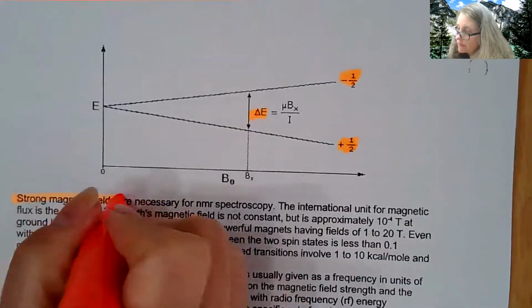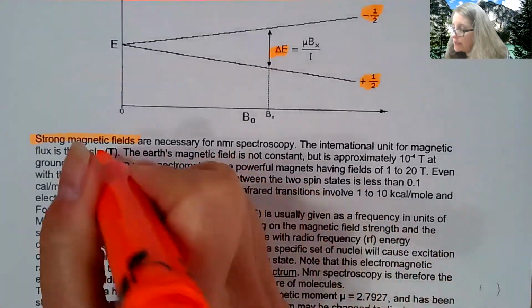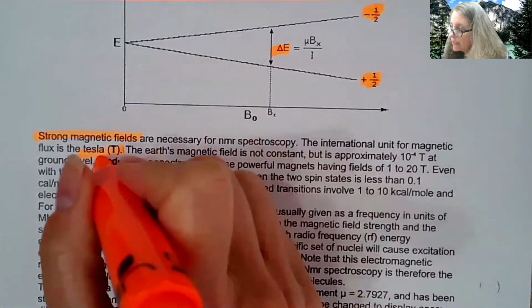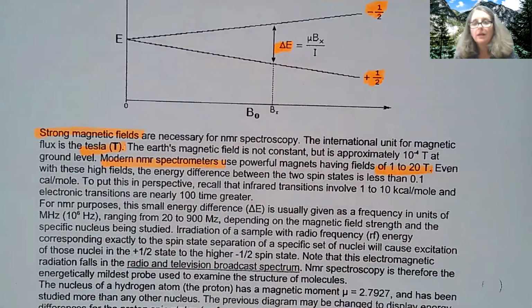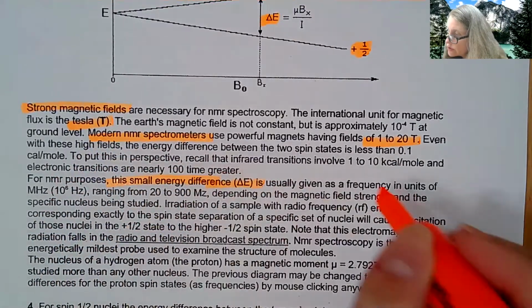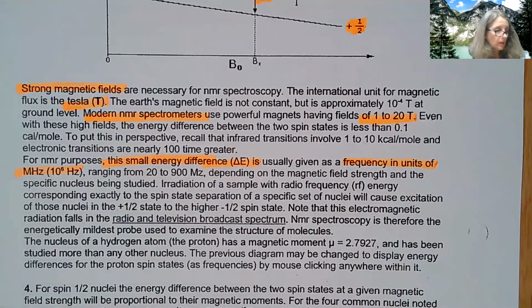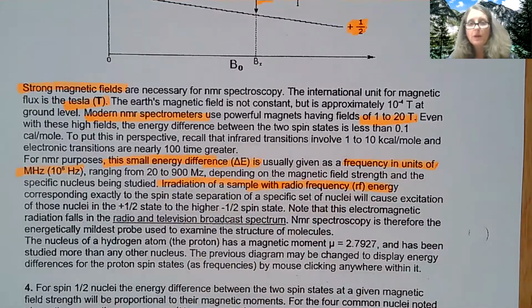So strong magnetic fields are necessary for this spectroscopy. The unit they use is a Tesla. It is not the car we're talking about here. The spectrophotometers that we're using have between 1 and 20 Teslas in terms of the strength of their magnets. For NMR, the small energy difference is usually given as a frequency unit of megahertz. And so that's going to be what we're seeing. But also, a sample is irradiated with what we call radio energies.